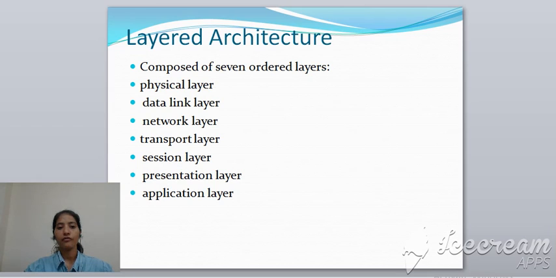Now, looking at the different layers of the OSI model, first layer is physical layer, second is data link layer, third is network layer, fourth is transport layer, then is session layer, then is presentation layer, and finally application layer.